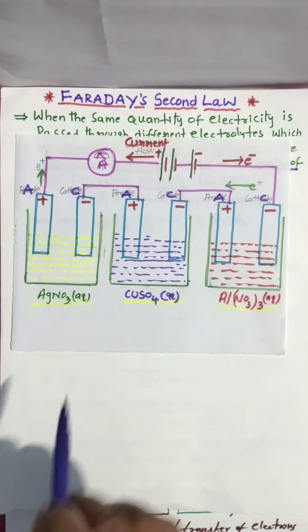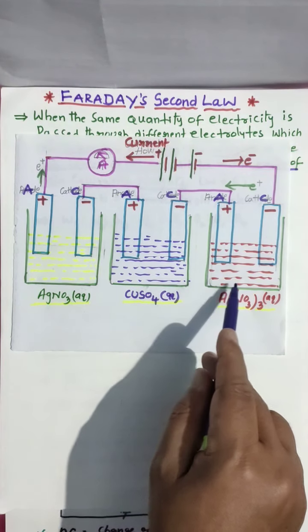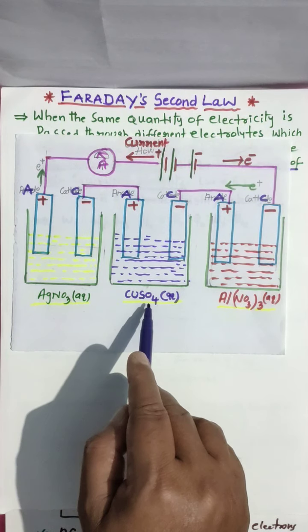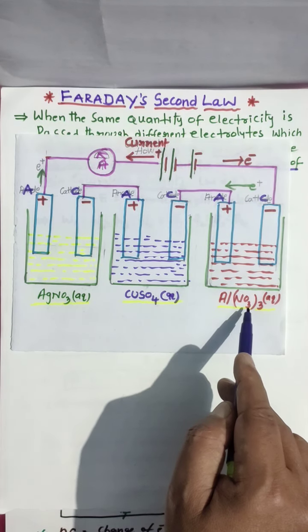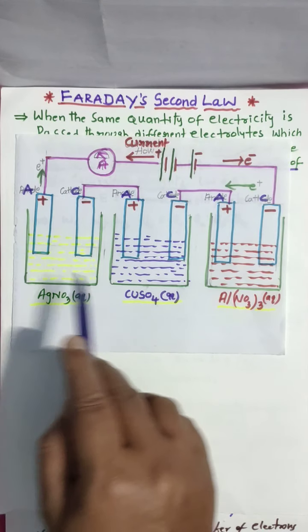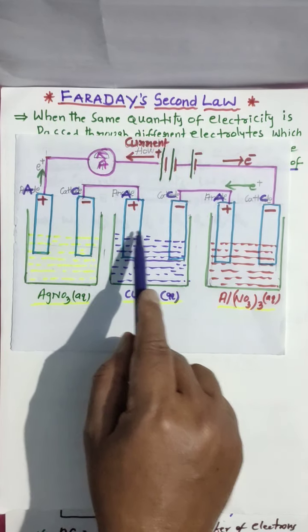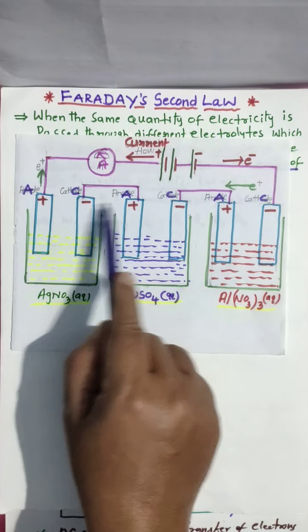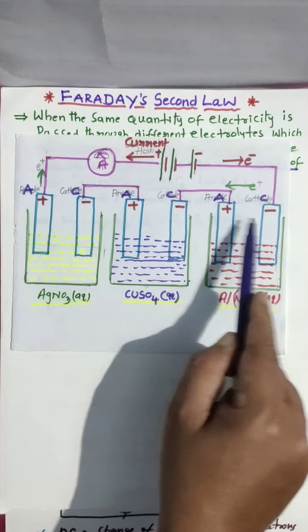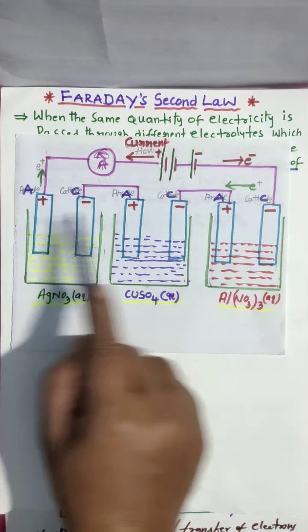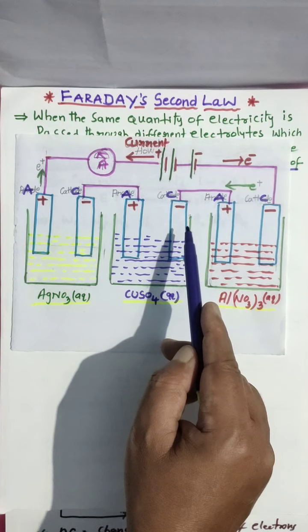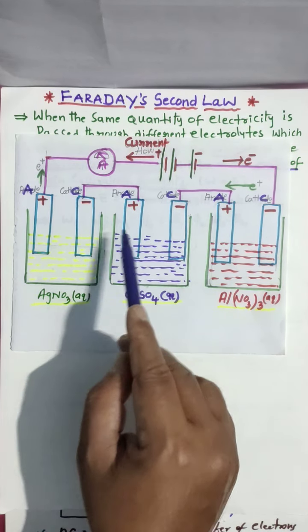Now I am going to show this. Look here. I took three electrolytic cells, with aqueous solutions of silver nitrate, copper sulfate and aluminum nitrate. Anode, cathode, anode, cathode, anode, cathode. See here, one plus is connected with one minus, plus minus, plus minus. This is what we call a series connection: one anode, one cathode, one anode, one cathode.